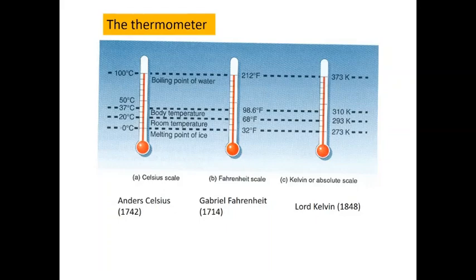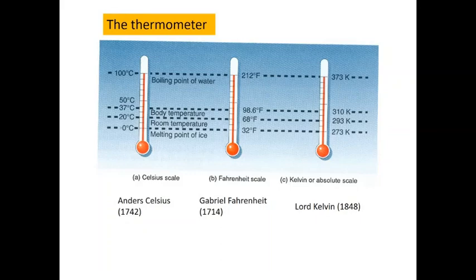With equal distances between each temperature, if you divide it in this way, you can measure that room temperature is 20 degrees Celsius. Human body temperature is 36.6, about 37 degrees Celsius, etc.